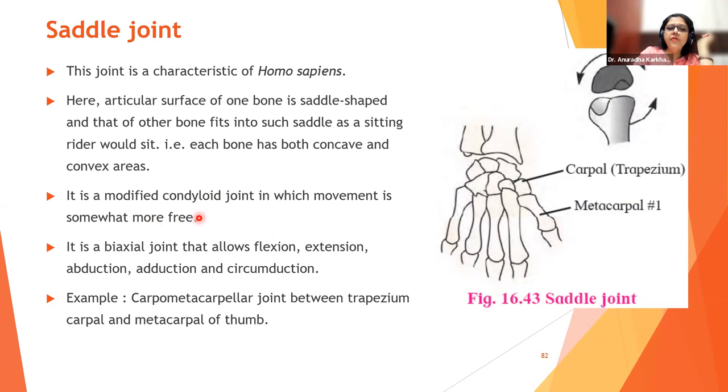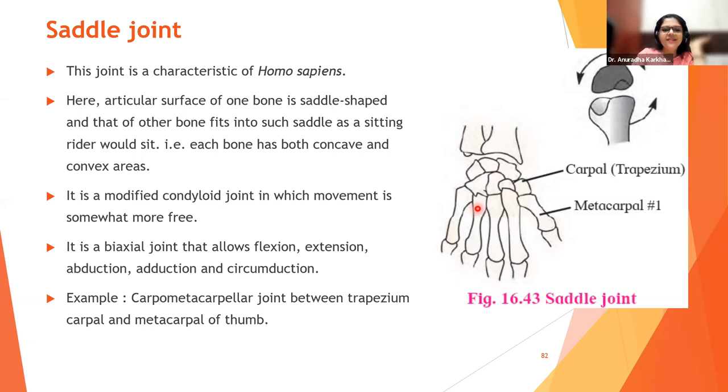Third point, it's a modified condyloid joint in which the movement is somewhat more free. Elsewhere the entire joint is a condyloid joint, but near the radius and ulna it's a proper condyloid joint, and here it's a modified part because the movement becomes freer. We are the ones who can extend our wrist region and move it in any direction we want. It's not seen in other animals, it's for Homo sapiens. The two are very close to each other, hardly a centimeter away. So the saddle joint is considered a modified condyloid joint because of more freeness in the movement of our wrist.